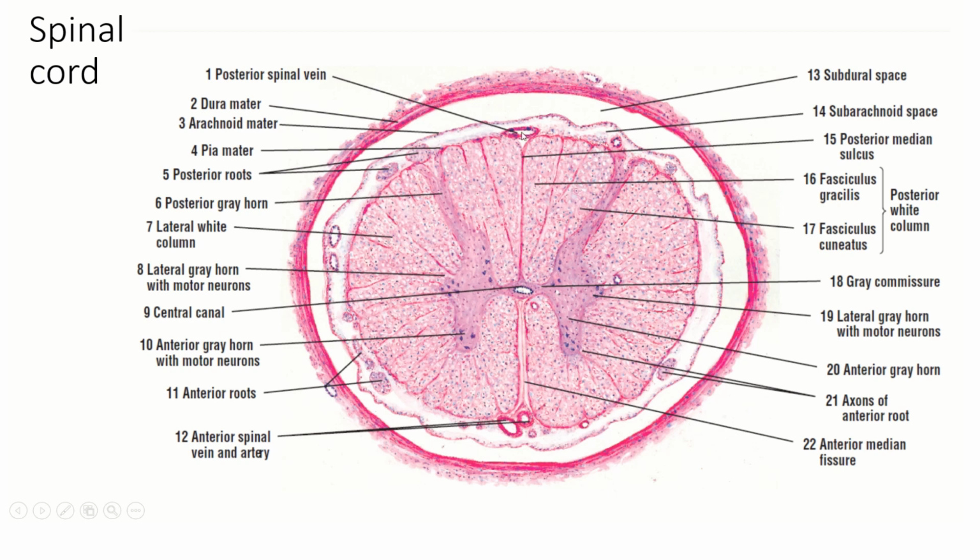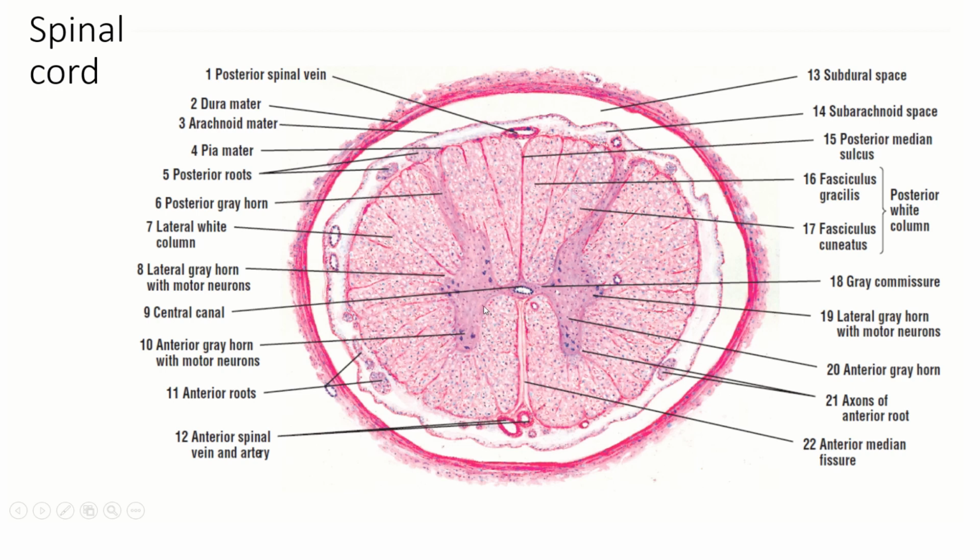You can see here, this is the dura mater, this is the arachnoid mater, and this is the pia mater. This is the posterior median sulcus, and this is the posterior median septum. This is the gray commissure, this is the dorsal gray commissure, this is the ventral gray commissure, this is the central canal lined by ependyma, and this is the anterior median fissure. And here, this is the posterior horn, this is the anterior horn, this is the lateral horn of the gray matter, and this part is the anterior white funiculus, this is the lateral white funiculus, and this is the posterior white funiculus. This is the basic structure.